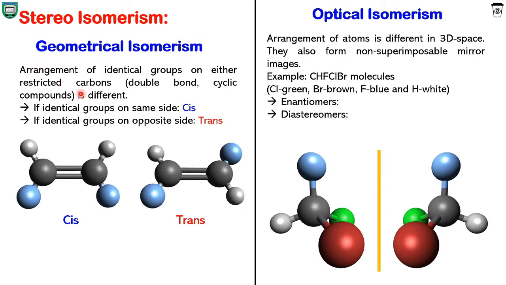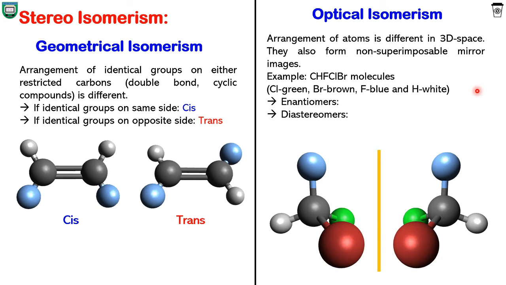So geometrical isomerism is mostly present in alkenes and cycloalkenes. The arrangement of identical groups on either side on the carbon atoms is different. For example, in this molecule, this is a carbon, this is a carbon, and there is a double bond between two carbon atoms. We have hydrogens and we have fluorines in blue color. So in this isomer, the similar blue color fluorine atoms are on the same side, so we assign cis, and if the similar groups or atoms on these two sp2 carbon atoms are on the opposite side, we say that one is trans.